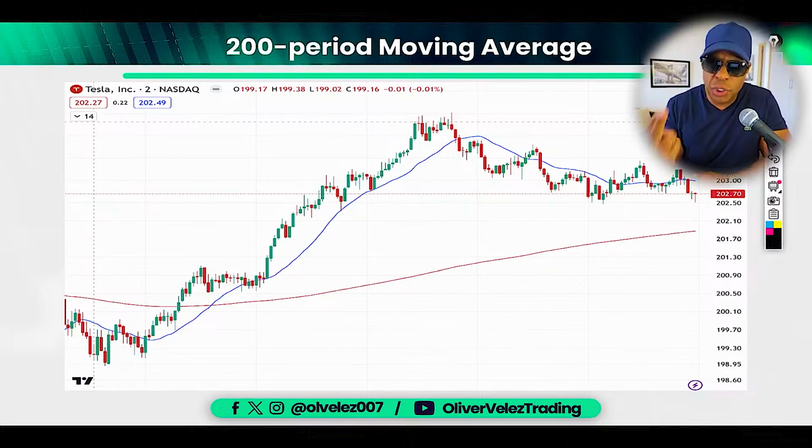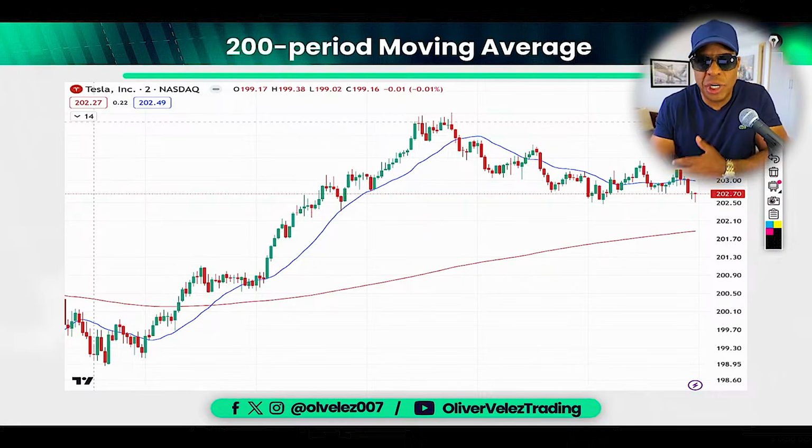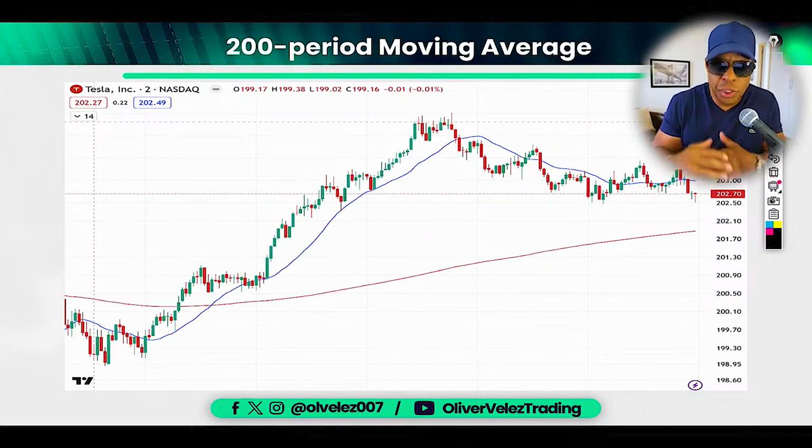We use the 200-period moving average in conjunction with the 20-period moving average in the form of a buddy system. It's almost like a child-parent relationship. The 20-period moving average is the shorter term one, the child. The 200-period moving average is the bigger, more significant one, the parent.